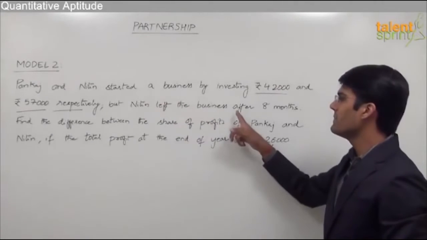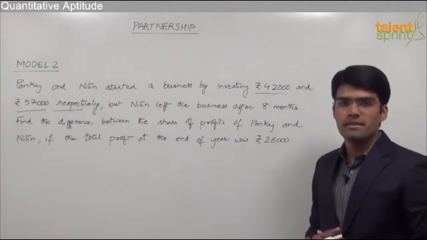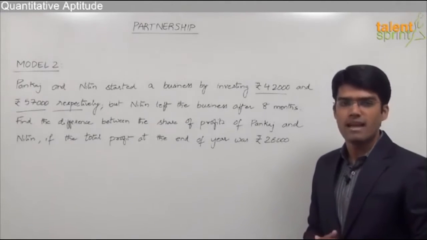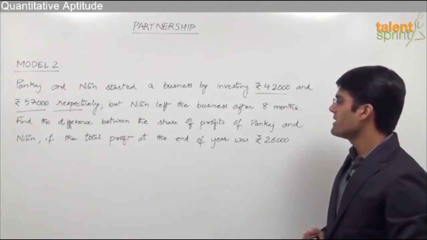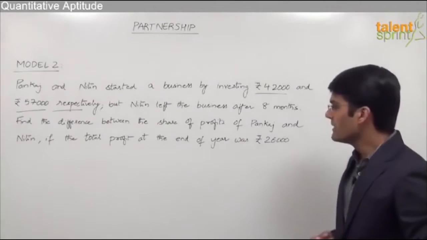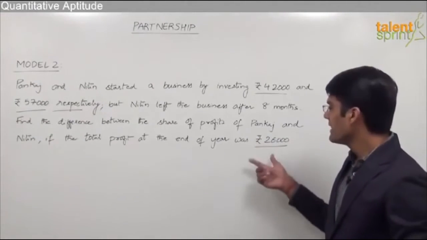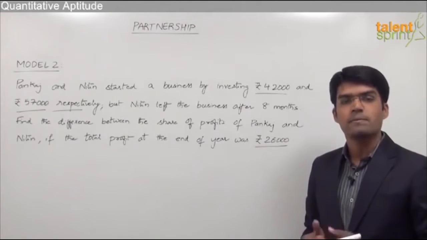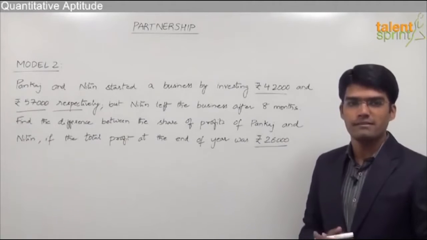But Nitin left the business after 8 months. So both of them together started the business, but Nitin has left the business after 8 months. Find the difference between the share of profits of Pankaj and Nitin if the total profit at the end of the year was 26,000. So very clearly the total profit is 26,000 and we are supposed to find out the difference between the profits of Pankaj and Nitin.